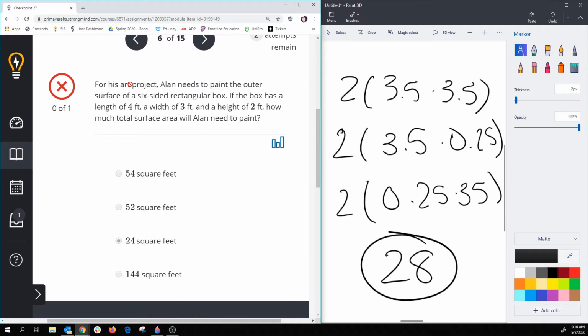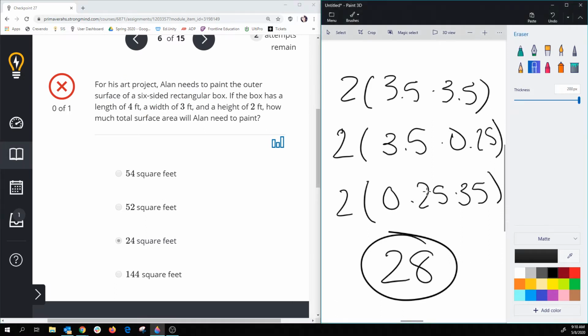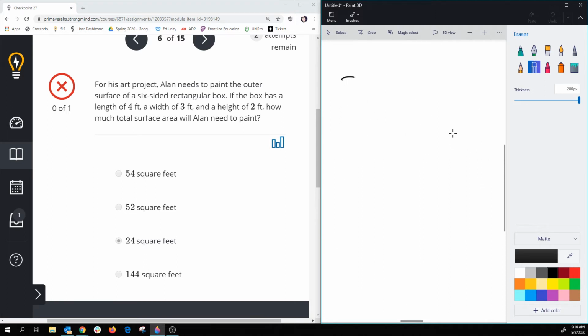Alright. So Alan has a box he needs to paint for an art project, and the box dimensions are 4 by 3 by 2. How much total surface area does Alan need to paint? Alright, cool. So this one is another box, so we can use our trick, where we take each one of our numbers and multiply them together, and multiply it by 2 to account for the 2 sides on each box.